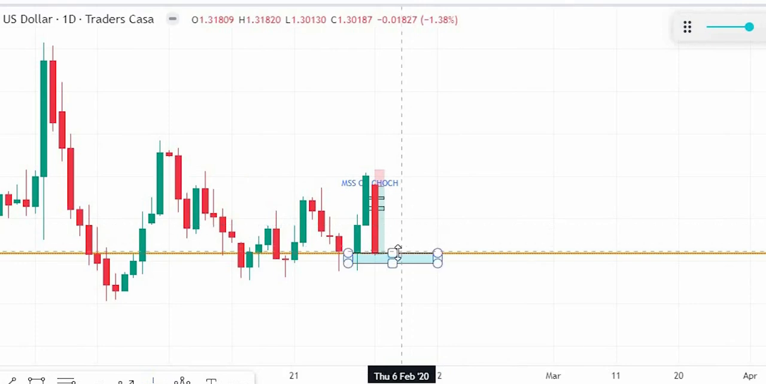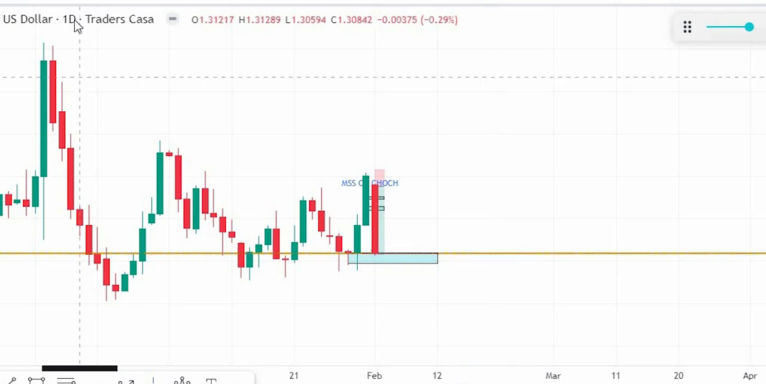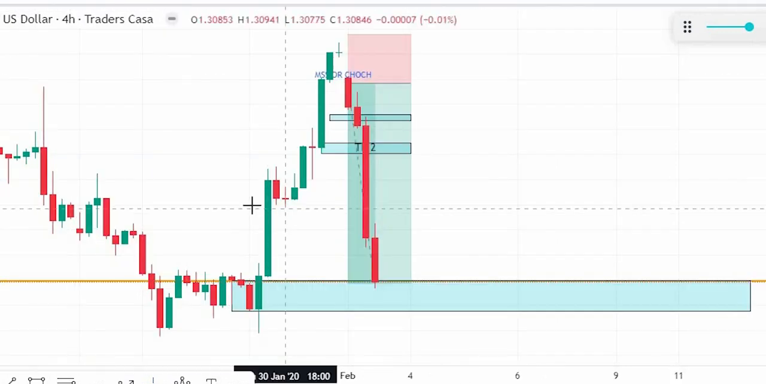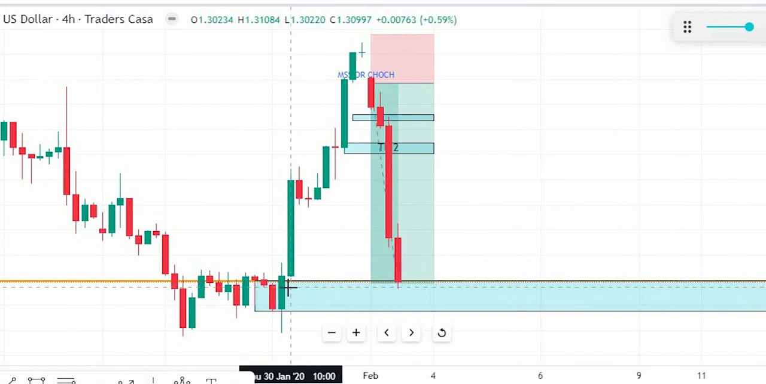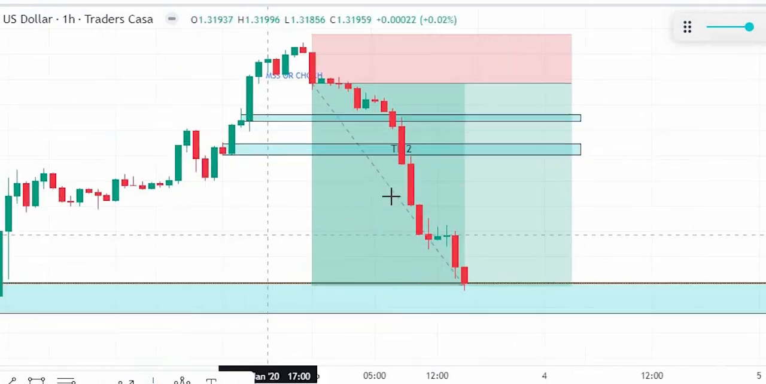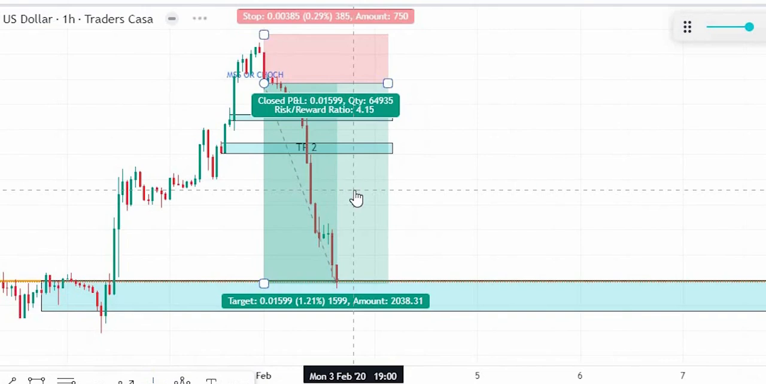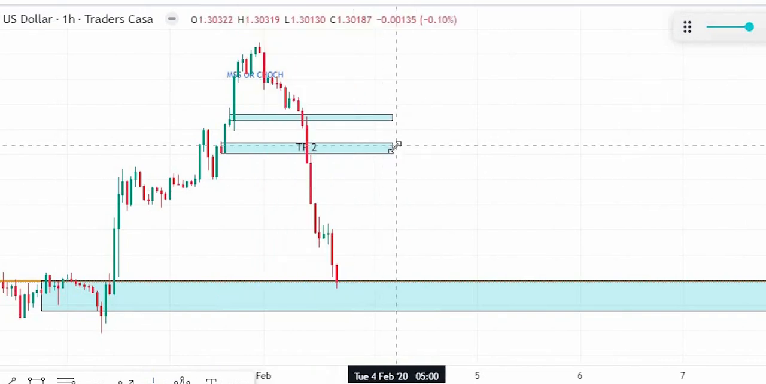And why our take profit was here was because of the key level. We always make sure the key level is a very, very strong zone in the forex market. Now on the 4 hour we have our order block, which is right here. And it was very clear on the 1 hour time frame. So that is a very sweet trade.